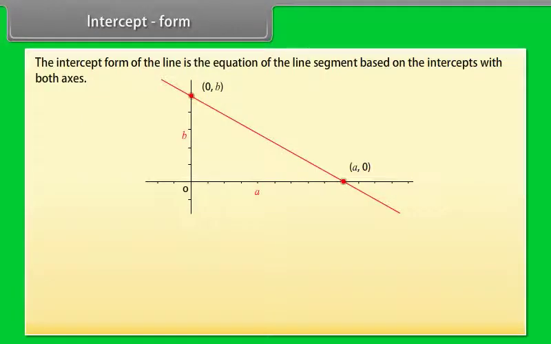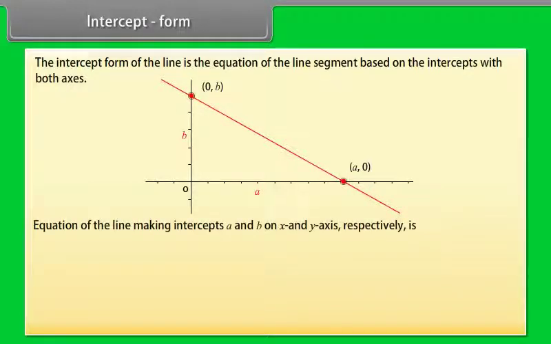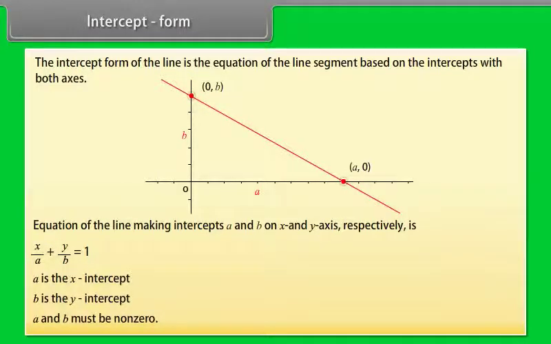Intercept form. The intercept form of the line is the equation of the line segment based on the intercepts with both axes. Equation of the line making intercepts a and b on x and y axis respectively is x by a plus y by b equals 1. a is the x-intercept, b is the y-intercept. a and b must be non-zero.